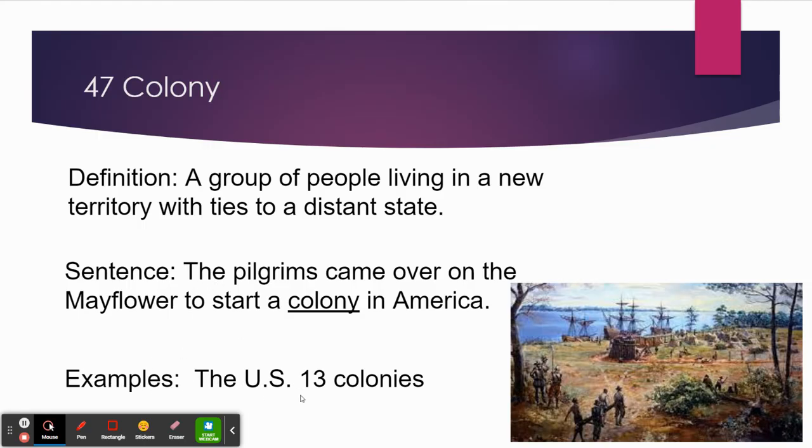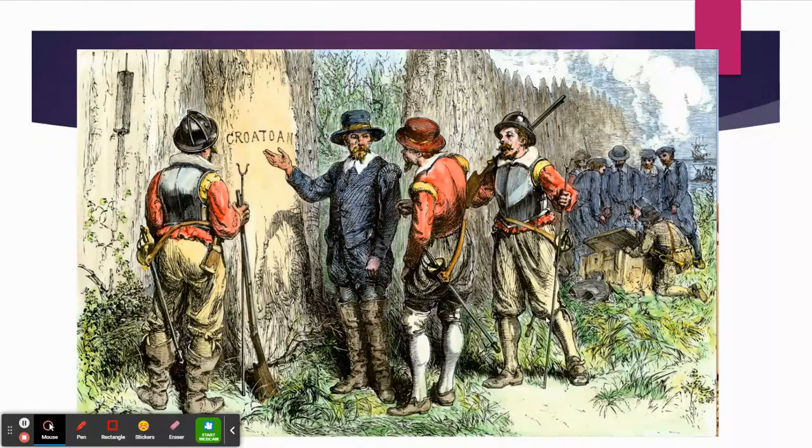My example, the U.S., 13 colonies. That was the very first, when all the British people were here along the east coast of America, is the 13 colonies that you'll learn about next year with Mr. Smith. Another picture of some of the first colonies.